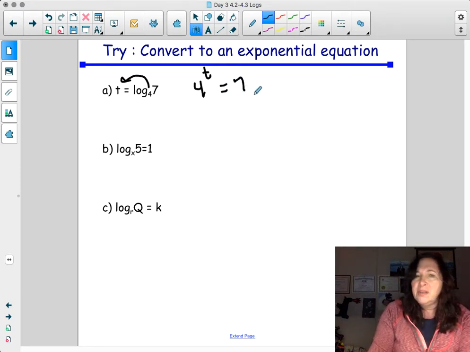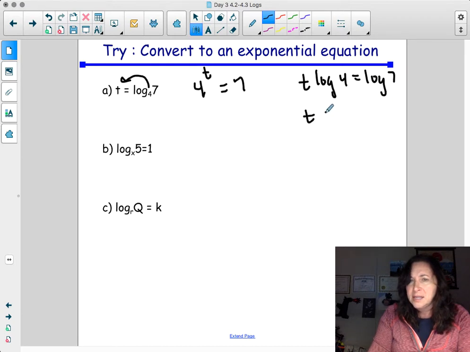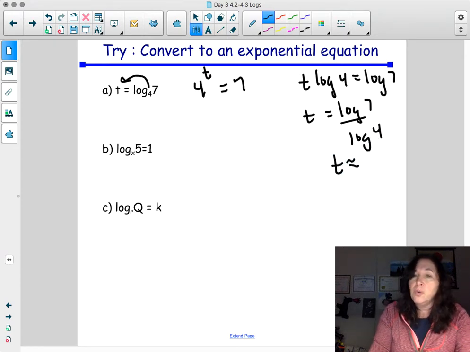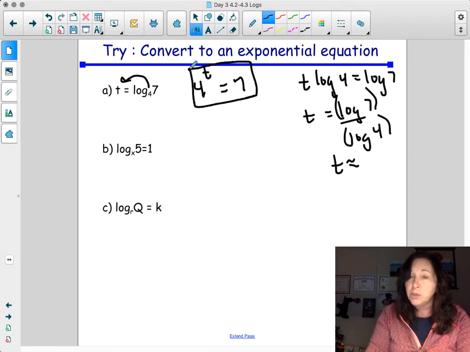And that's it. They didn't ask us to solve it. I could solve it. If I solved it, I would pull that out front. t log 4 is equal to log 7. And I get t is equal to log 7 divided by log 4. And then I would get an approximate answer, you would just use your calculator and divide log 7 by log 4. But they didn't ask us to solve it. They just said convert it to an exponential equation, which we did.